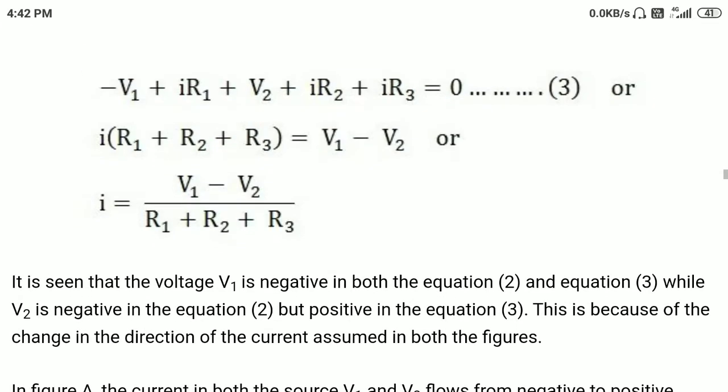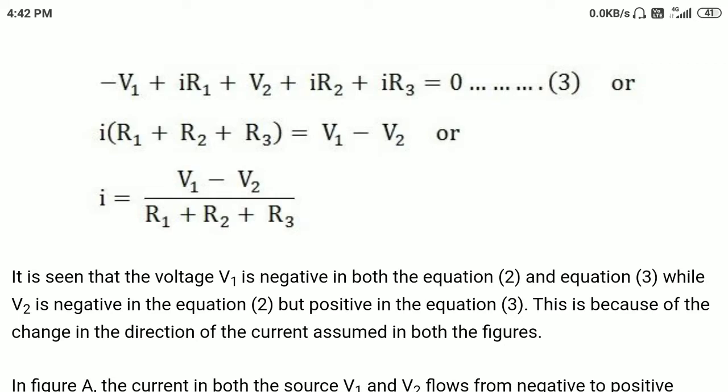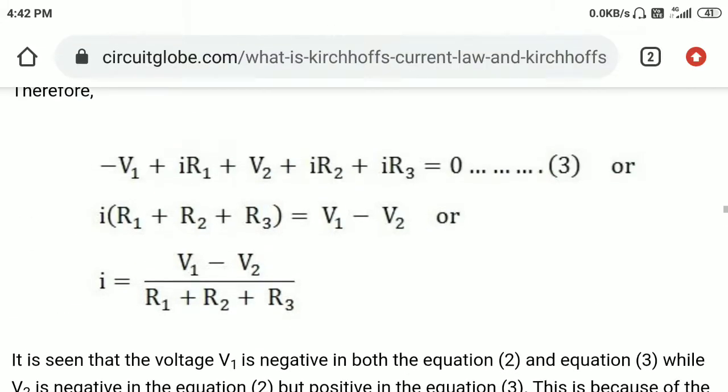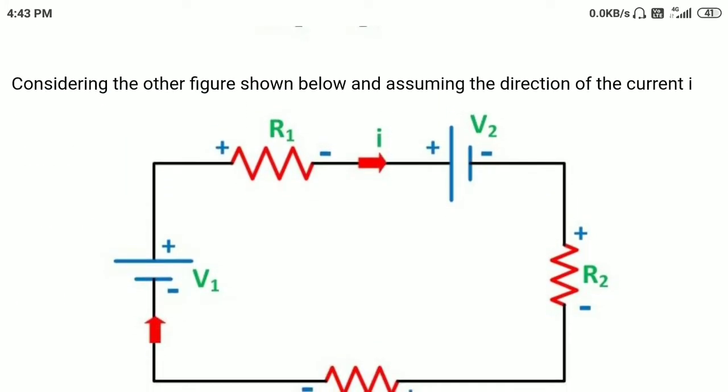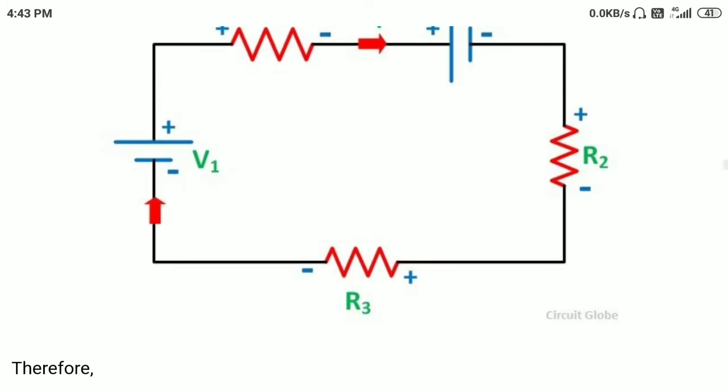So it is seen that the voltage V1 is negative in both equations 2 and 3, while V2 is negative in equation 2 but positive in equation 3. This is because of the change in the direction of the current assumed in both figures. Observe this one, the direction is changed. So the plus and minus is drawn in this circuit here.